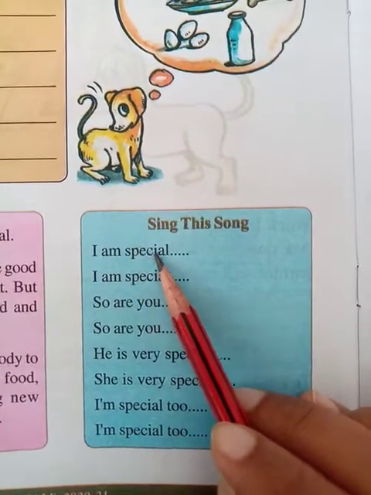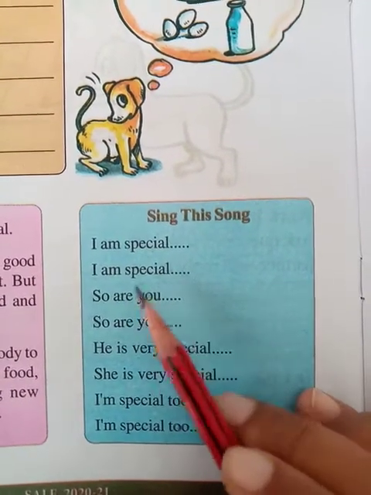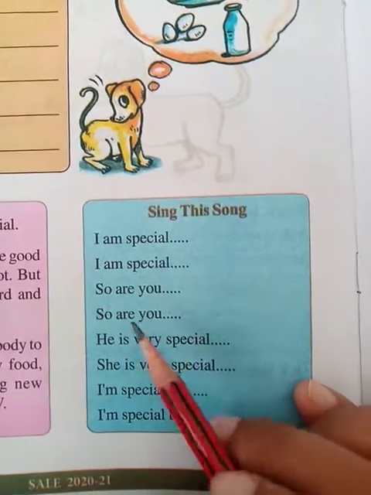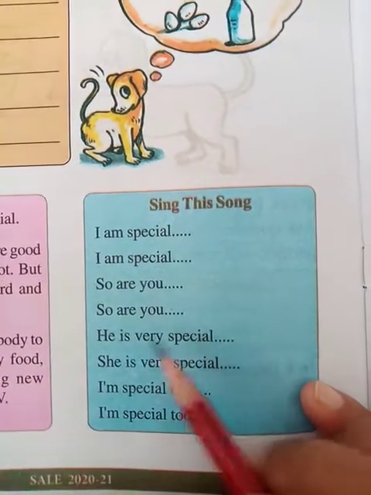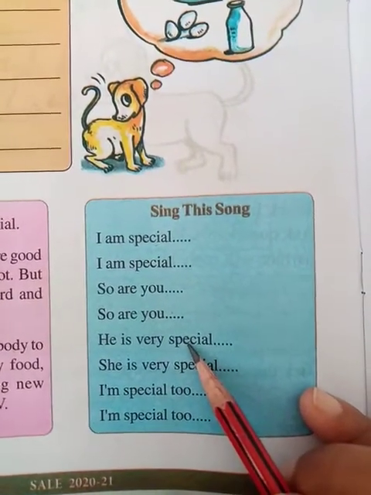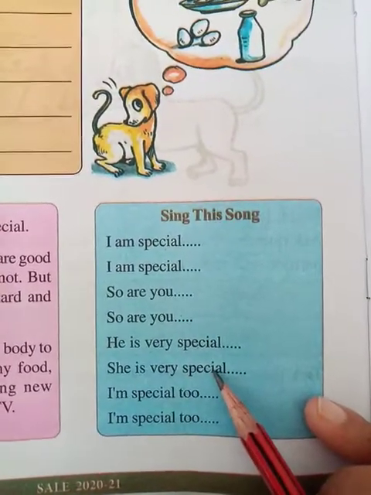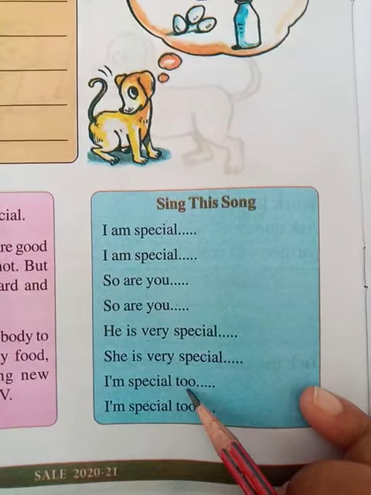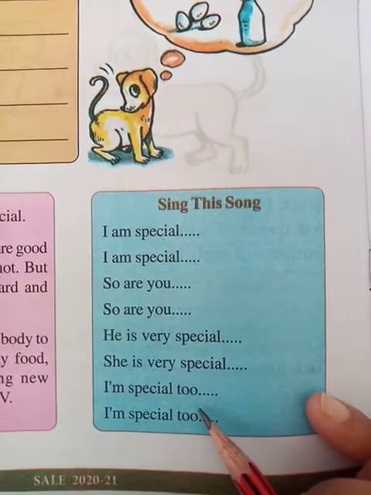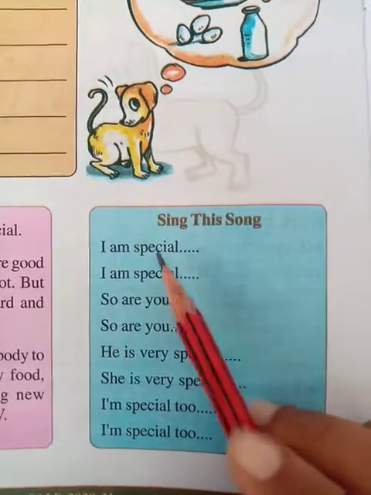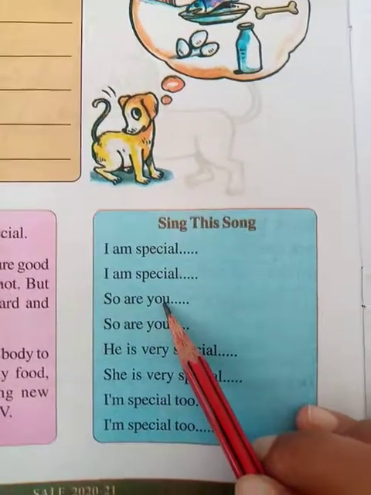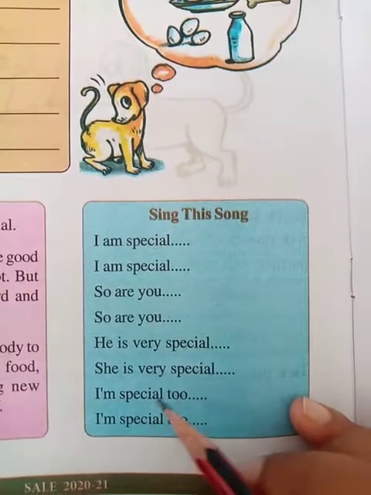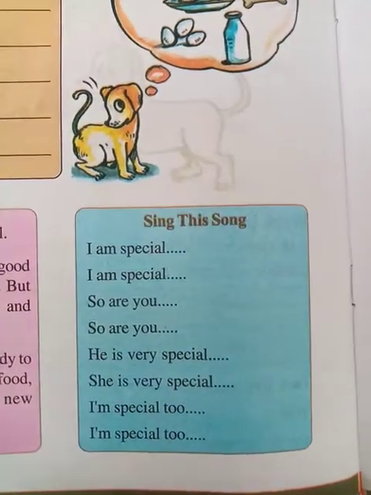I am special, I am special. So are you. He is very special. She is very special. And special too. I am special. So are you. He is very special. She is very special. I'm special too. This is the song.